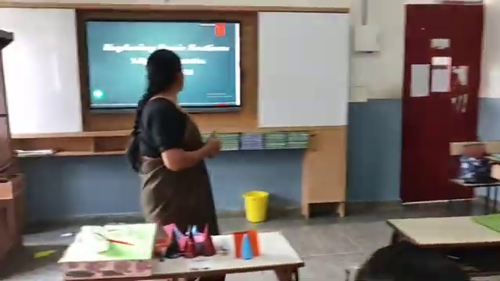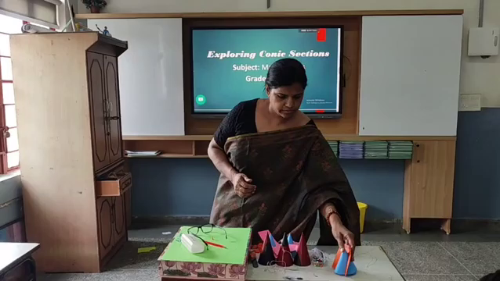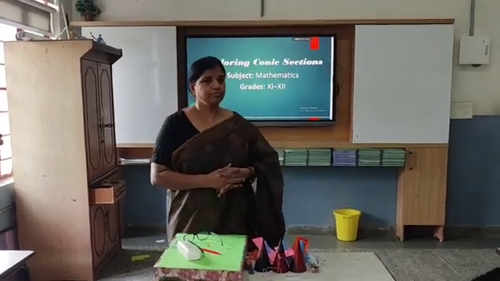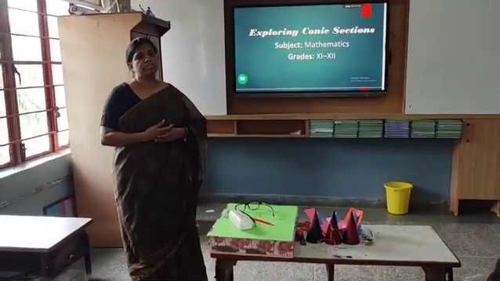Why is this referred to as a section of a cone? What are the sections of a cone? Circle, ellipse, parabola. How do we get all the sections?